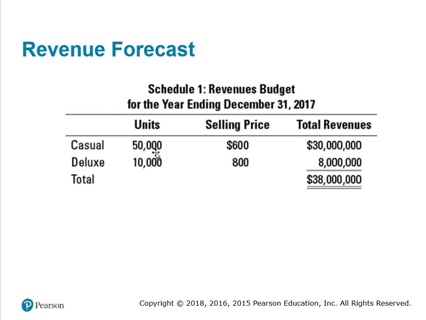So we've got 50,000 units at $600 a piece. These are their total revenues. All right, if you were in an organization, this would be done separately for each month, for a 12-month budget. And that is your revenue forecast. That's all you need to know.